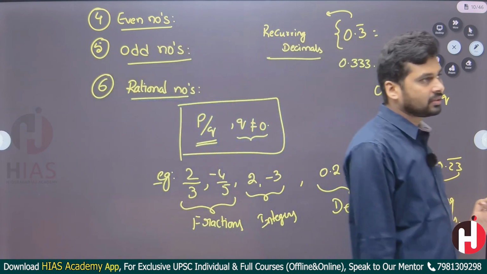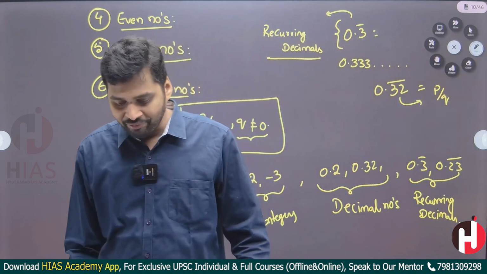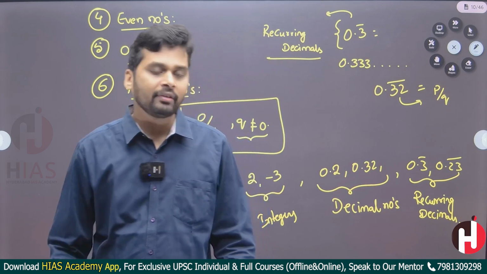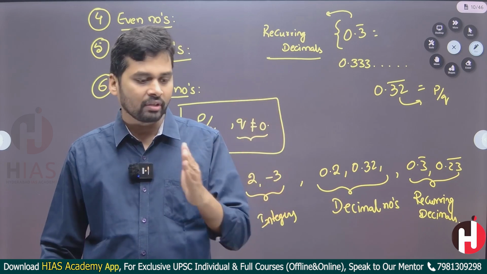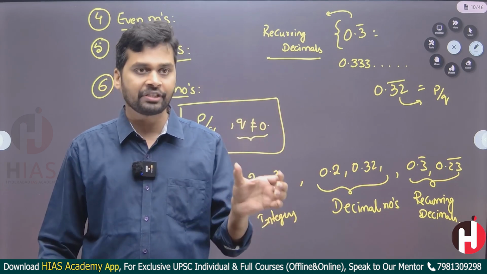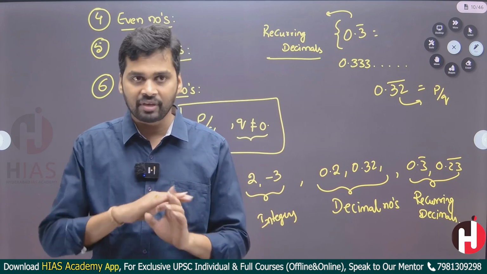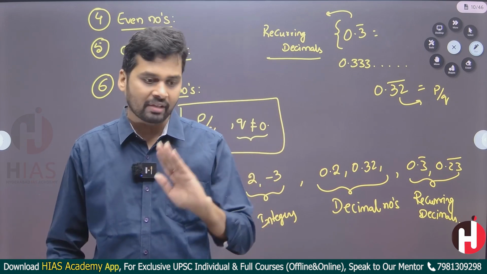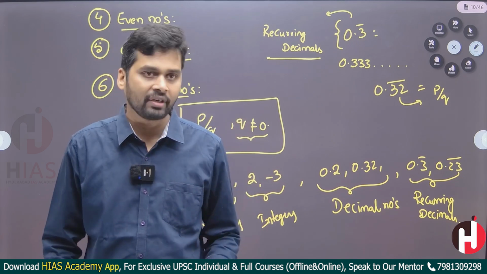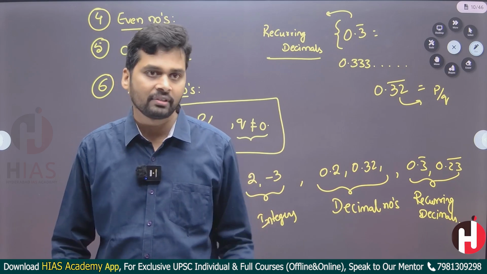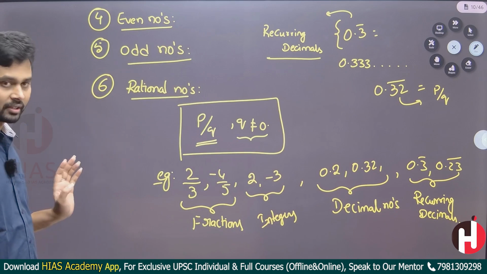Please remember this, because based on these definitions, some questions were given in previous year papers, like match the following. Set A has rational number, irrational number, even number, odd number, and set B has examples to be matched. There are also questions like which of the following numbers is a rational number. So it is important to remember all these things.